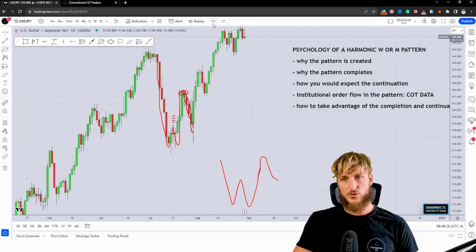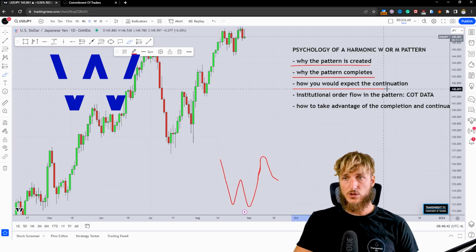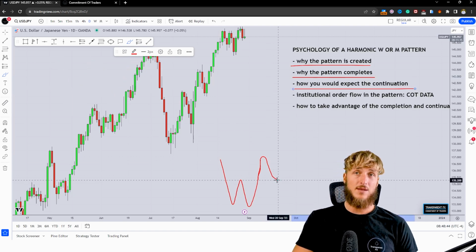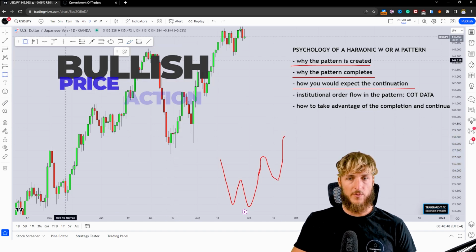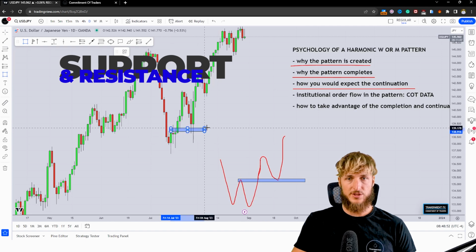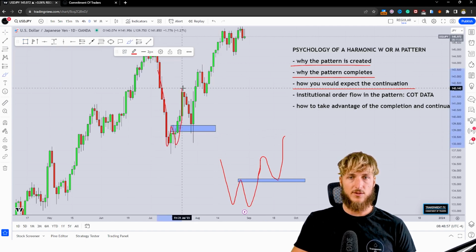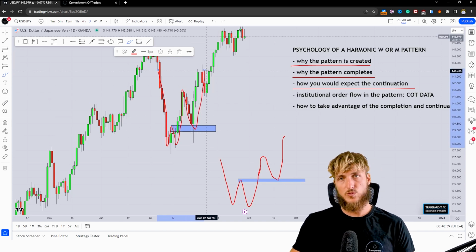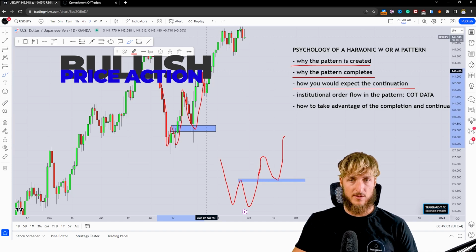Now, it is very important to point out that after the creation of a W formation and completion of the pattern, the continuation would be, in most cases, a rejection away from the completion area, which is exactly the previous resistance turned support. So essentially this level here, right? You have the W formation, then the pattern completes, and from here is where you would expect the market to create the continuation to the upside away from the level.